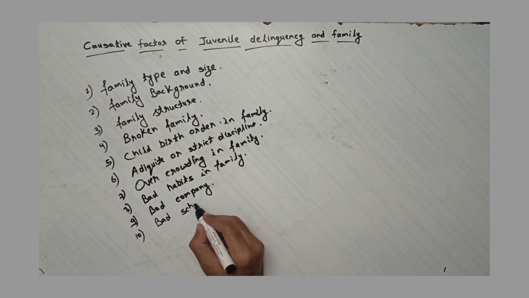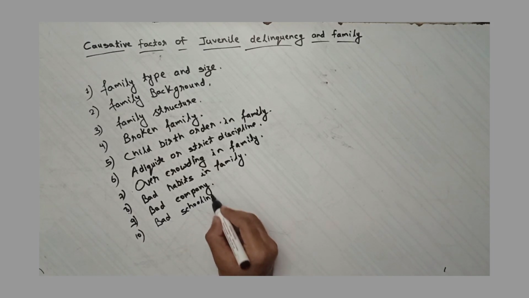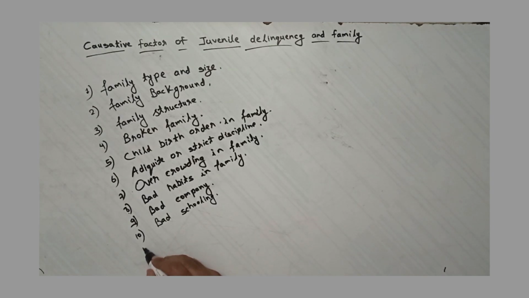Bad school is also sometimes because of the level of teaching they get, the school behaviors, what type of conditions and what type of facilities are present in the school. This sometimes becomes a factor for juvenile delinquency.